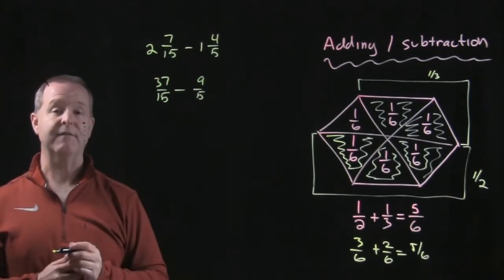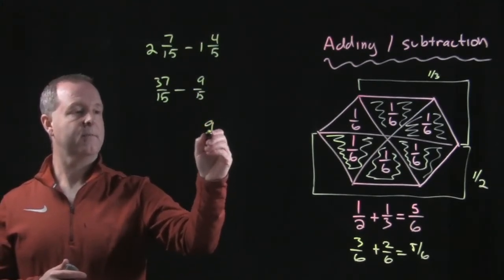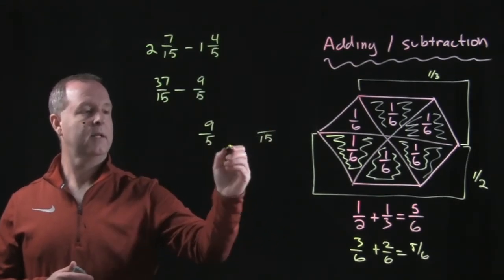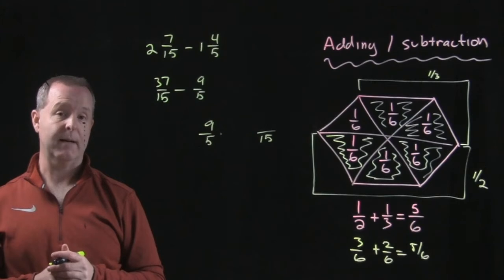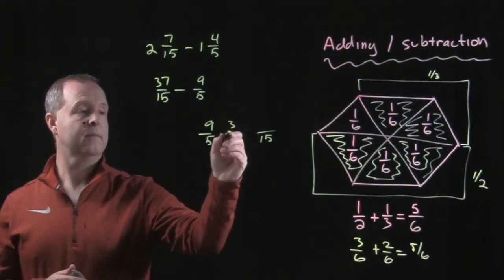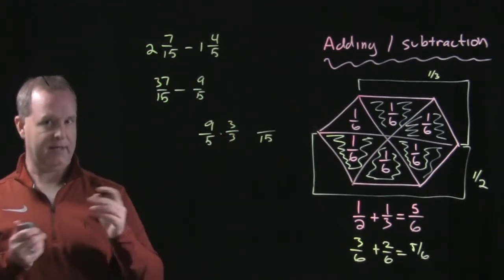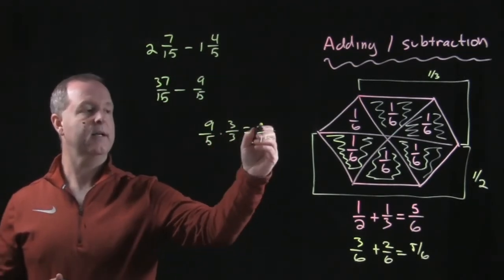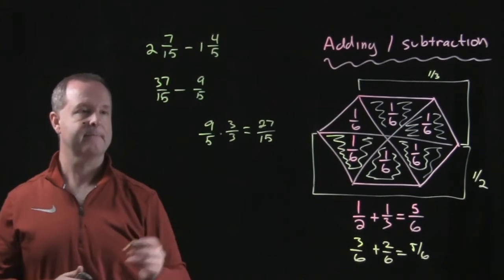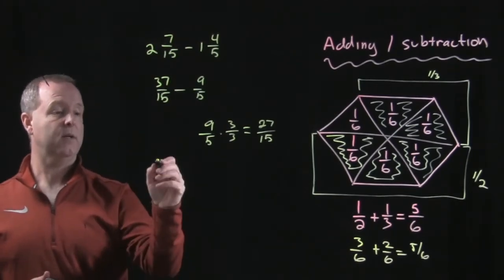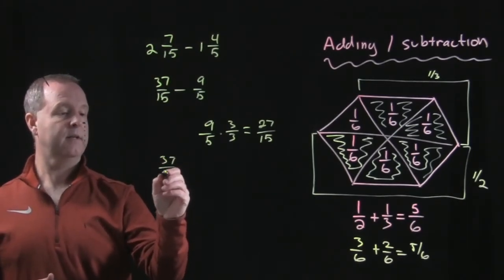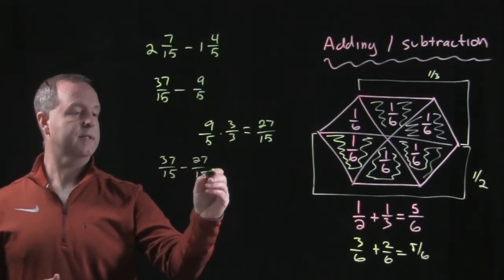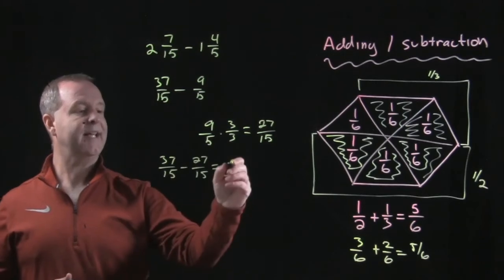So I need to convert 9/5 into something that's over 15. Looks like I'm going to use 3 as my clever version of 1, or as a number to create my clever version of 1. 5 times 3 equals 15. 9 times 3, 27. So my new expression is 37/15 minus 27/15 equals 10/15.